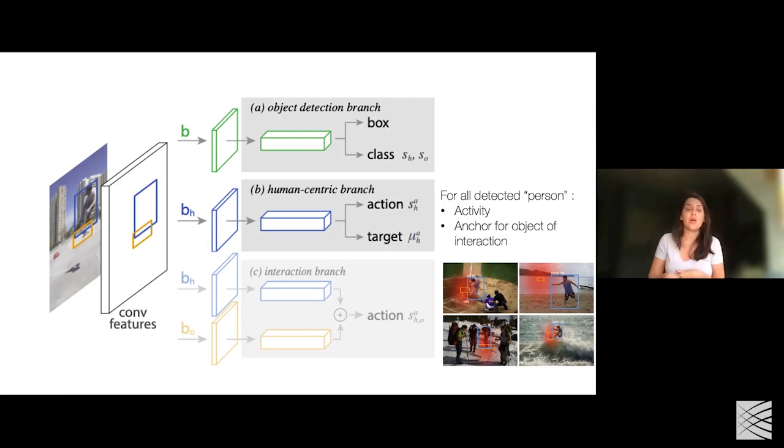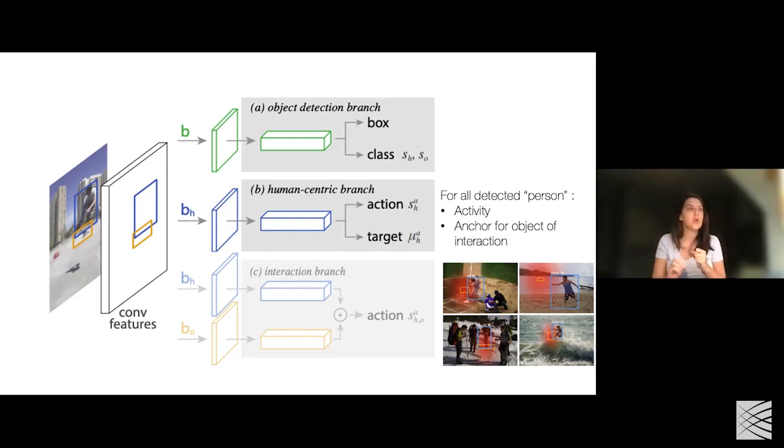And we also want to, so that's the verb. And we also want to predict a possible location of where the object of interaction would be, purely based on the appearance of the human. So without seeing the object necessarily, what is a good guess of where the object of interaction is?